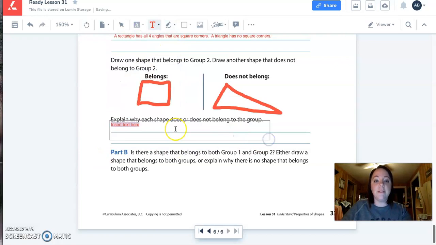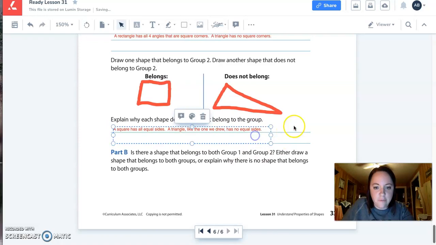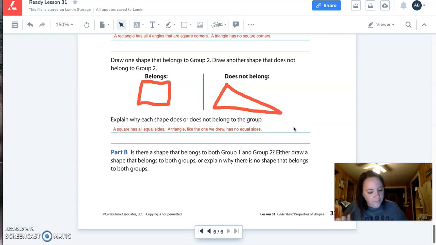Okay, explain why each shape does or does not belong. A square has all equal sides. A triangle, like the one we drew, has no equal sides. Boom. Just like that. Okay, Miss Barker fixed herself. We got it. Okay. Part B.